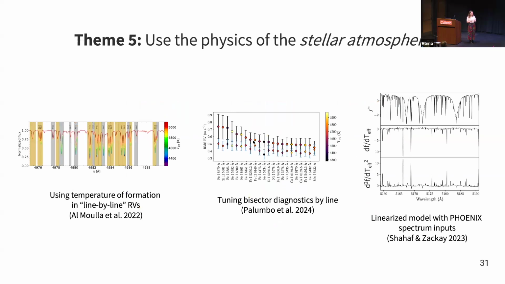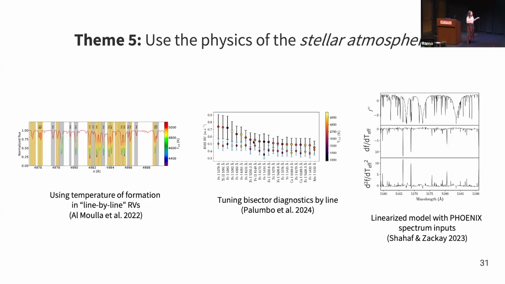Right. The last thing I want to point out: we were talking about using the physics of the stellar surface, the picture of the star as an actual object. We can also use the physics of the stellar atmosphere. I think this is a really exciting emerging area that hasn't been looked into so much until the past few years. Some examples of what I mean here include really nice work by Khaled Al-Mulla et al., looking at this line-by-line radial velocity approach, actually making it more of a pixel-by-pixel RV approach, and categorizing the different parts of the spectrum by the temperature of formation, so the layer of the atmosphere from which the photons in that bit of the spectrum are coming.